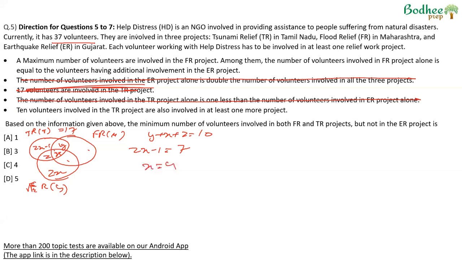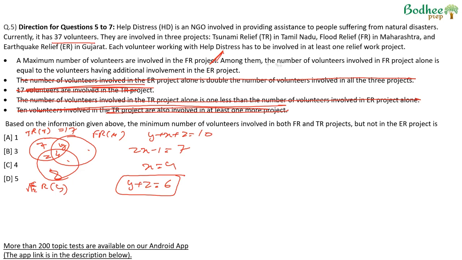I will substitute this in the required places. 2X minus 1 becomes 4 minus 1... 7. This becomes 8, 2X, and this becomes 4. Next, X plus Y plus Z is 10. So we know Y plus Z is equal to 6. This is one equation that we have. 10. This has been used. At least one more project.